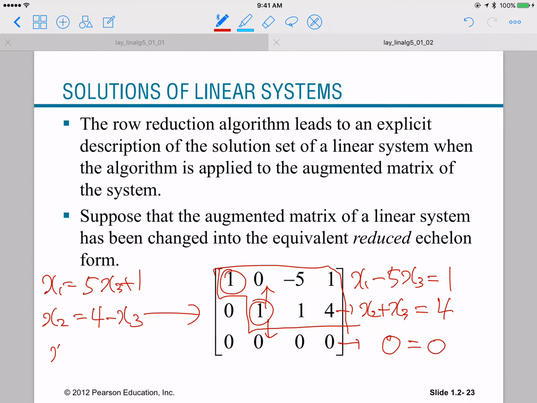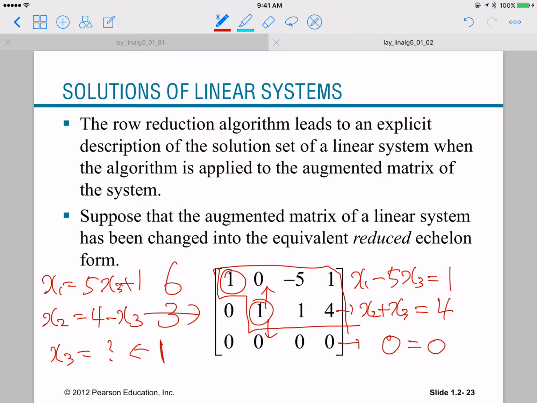But what about this x3? We have no clues, so in this case x3 can be any value. x3 can be 0, or 1, or minus 1, and so on. Basically any value, and depending on the x3 value, x1 and x2 will be decided. So if x3 was 1, then x2 will be 3, and x1 will be 6. So (6, 3, 1) is one of your solutions.